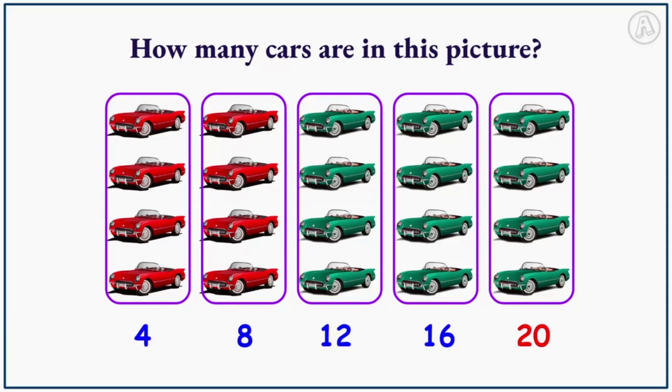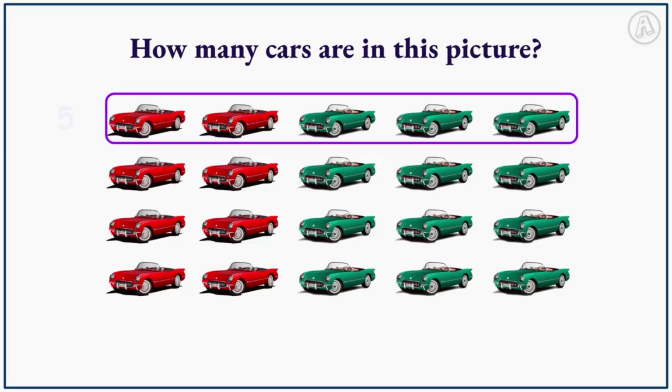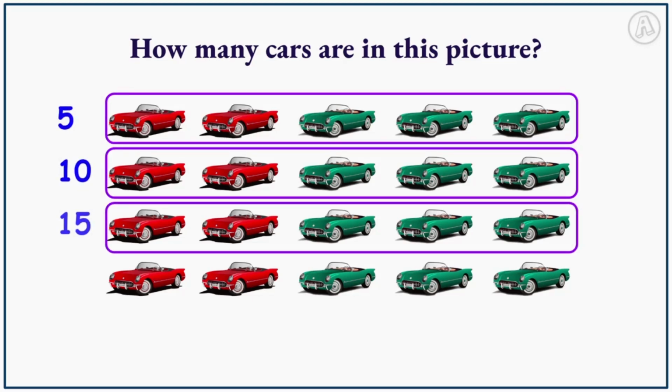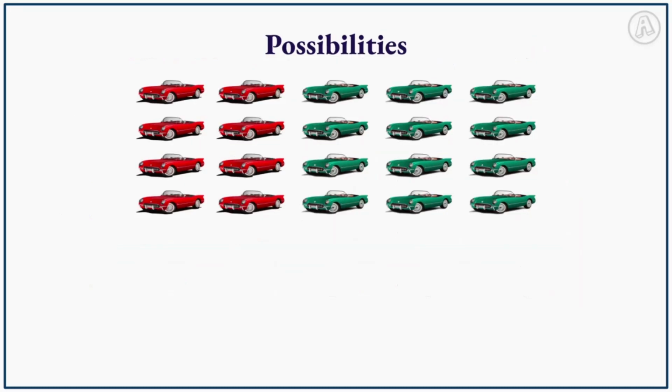Can you think of any other way we can calculate the total amount of cars? We could add the groups of 5 together, which will give us 5, 10, 15, and 20. So, we can see there are 2 different possibilities to calculate the total number of cars in the picture.